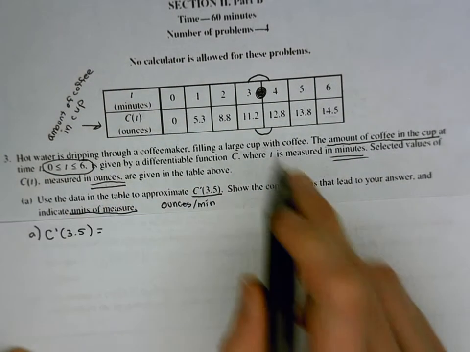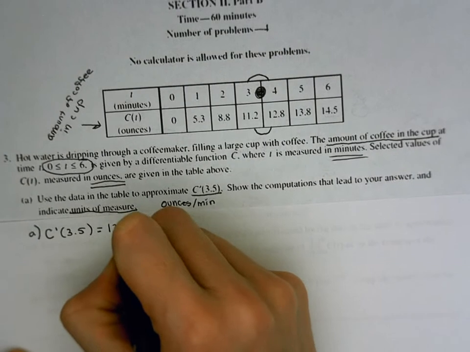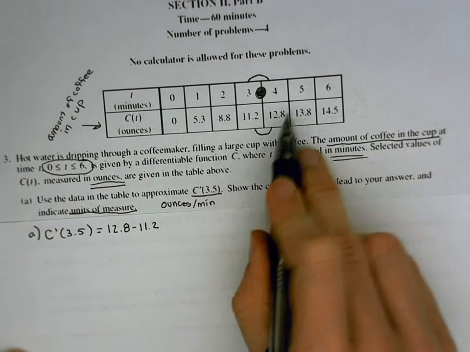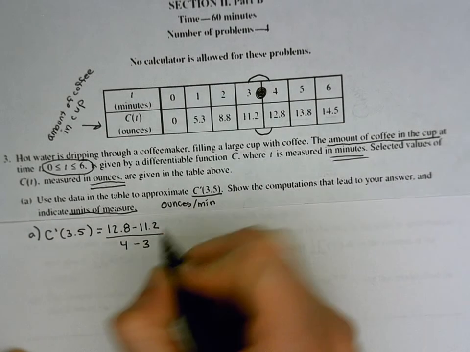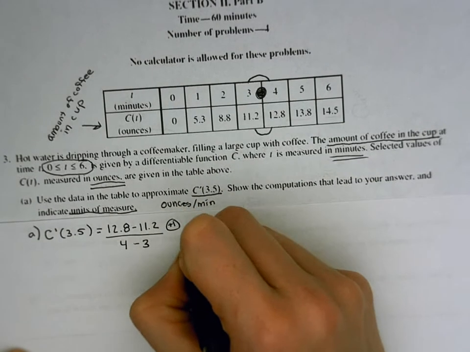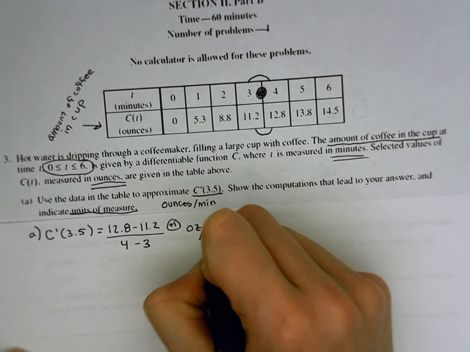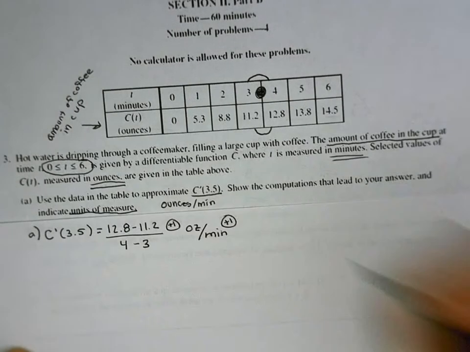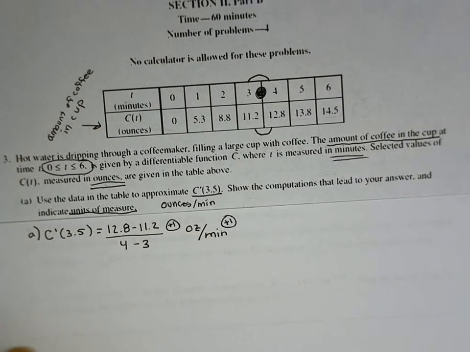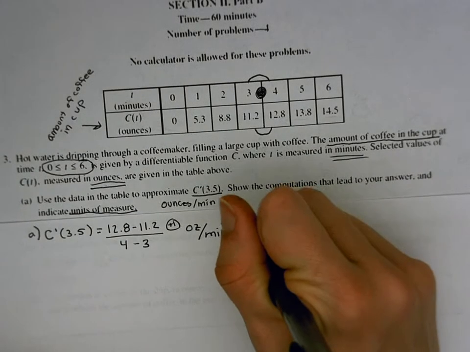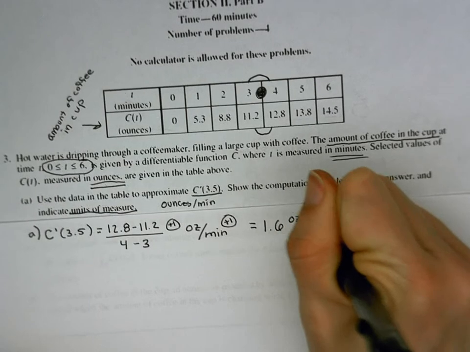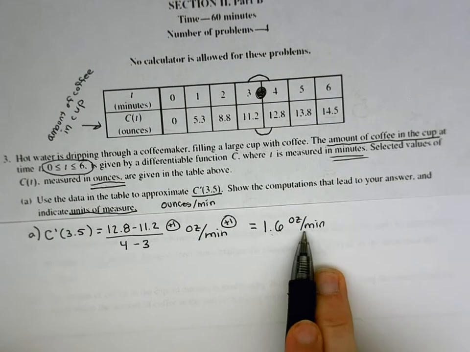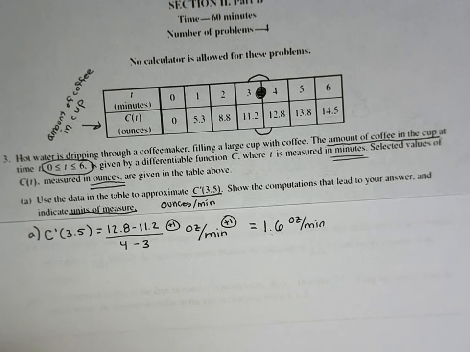And so you'd have 12.8 minus 11.2, subtracting over 4 minus 3. And that would be a point with your ounces per minute, which would be the second point. Again, you wouldn't have to simplify all the way. If you did, you'd get 1.6 ounces per minute, which would again be 1 point, 2 in terms of points. Okay.